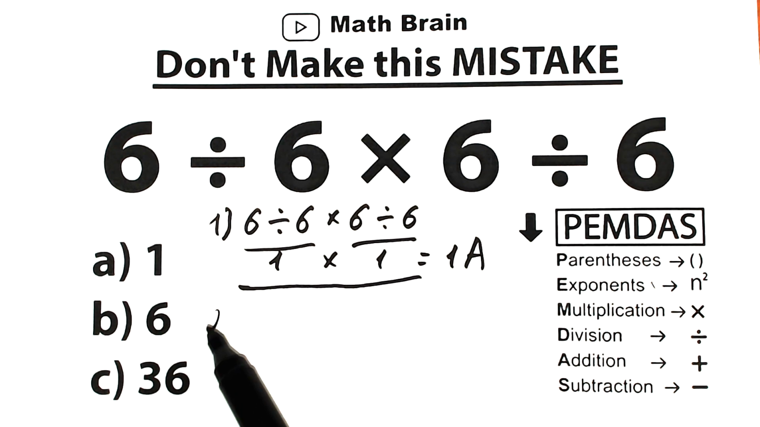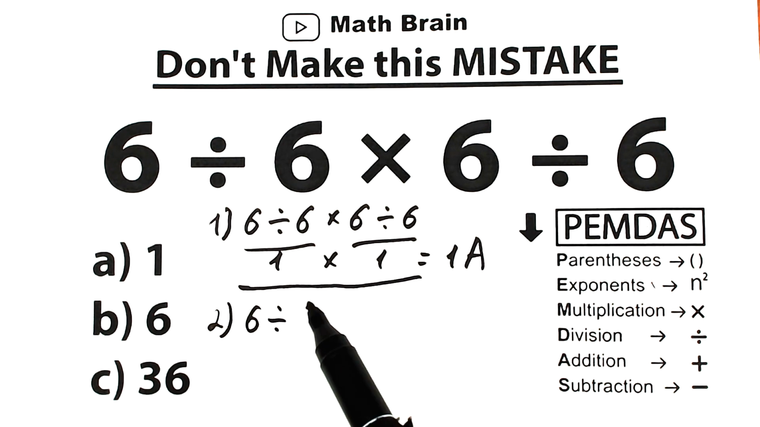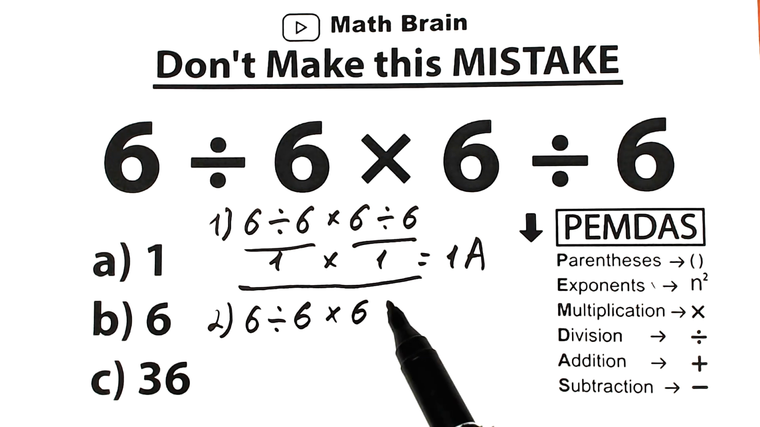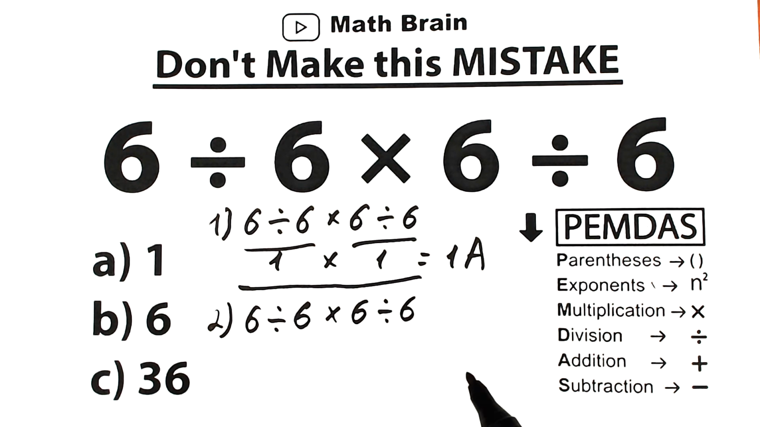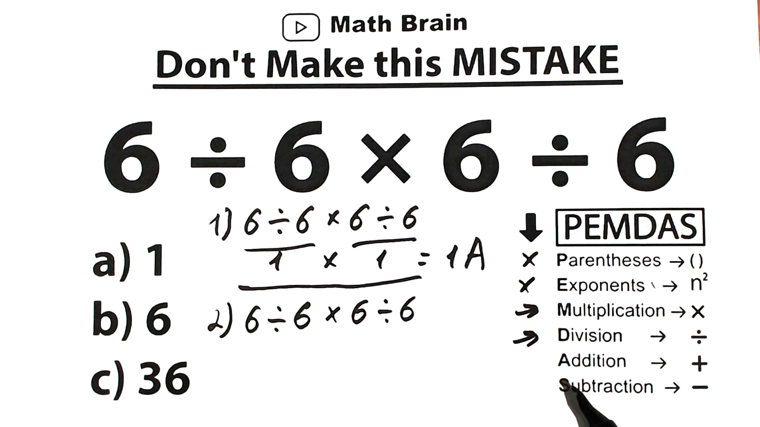So let's solve our challenge according to PEMDAS. Here's our challenge: 6 divided by 6 times 6 divided by 6. What elements do we have? We have a division right here, we have a multiplication sign in the middle, and another division right here. As you can see, we don't have any parentheses, exponents, addition or subtraction, so we just skip those parts. What should we do at first, guys? Should we multiply or should we divide?